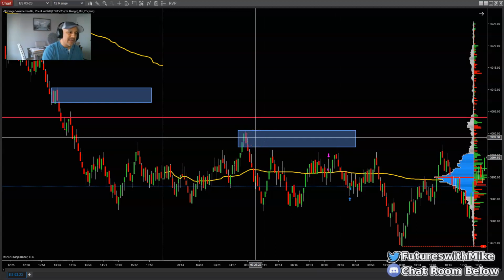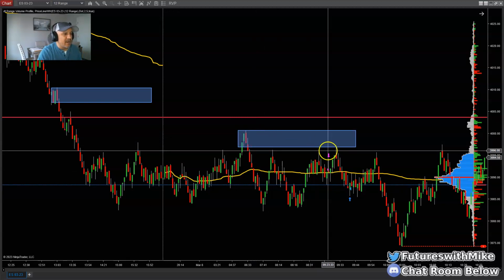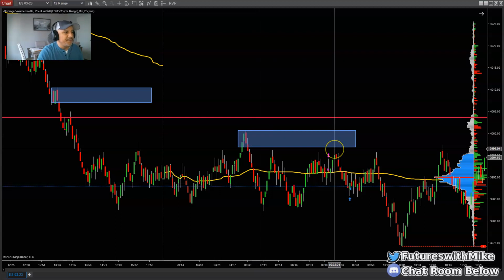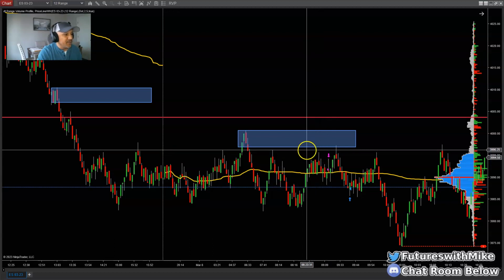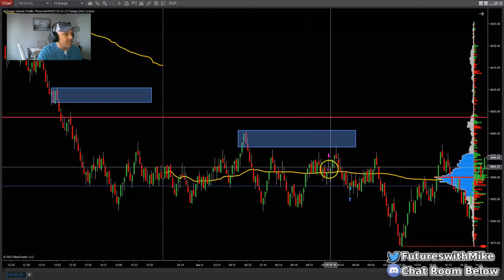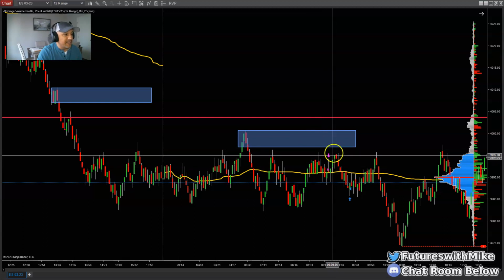We wait patiently for price to get back to that area, and when price gets back to that area, we look to go short, right? Now, I got in my short a little earlier than planned, okay? I was waiting for price to tap into this area right here. I got into it right here prior to price really moving back into the area.